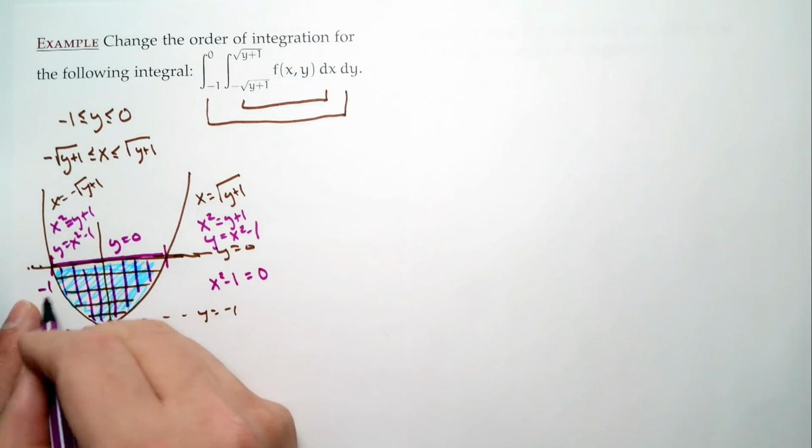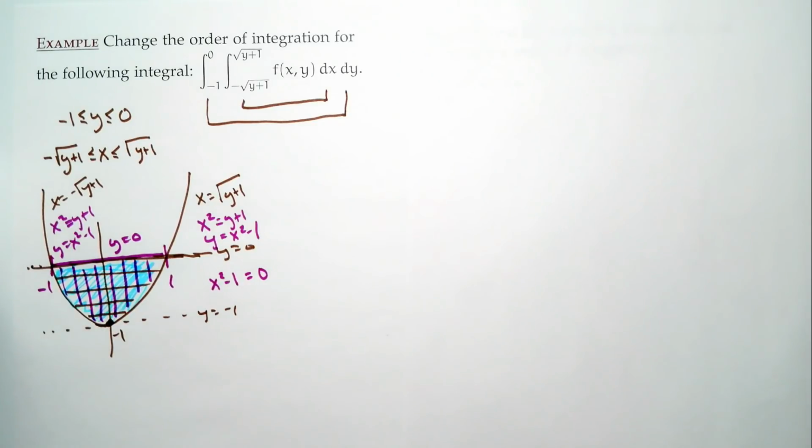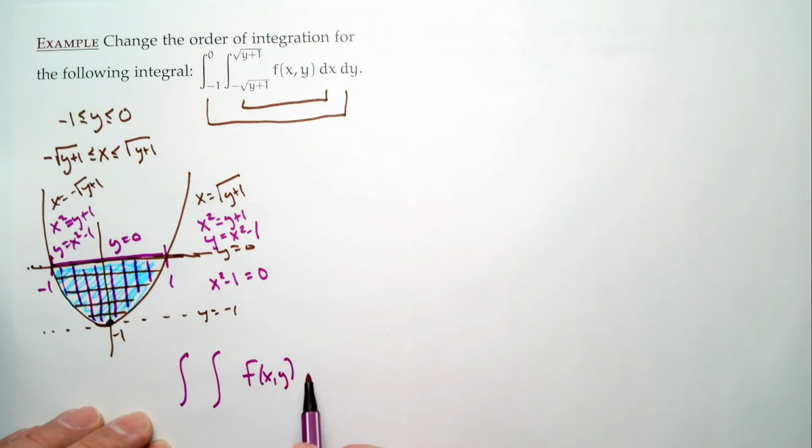Negative 1 and positive 1. So our integral is going to become integral, integral. Our function doesn't change because we're not changing our function. We're not even really changing our integral. We're just changing the description of our region. So it's still the same answer, whatever it turns out to be.